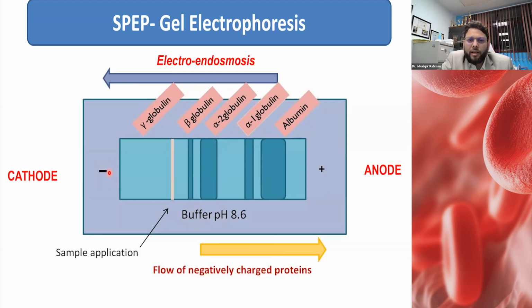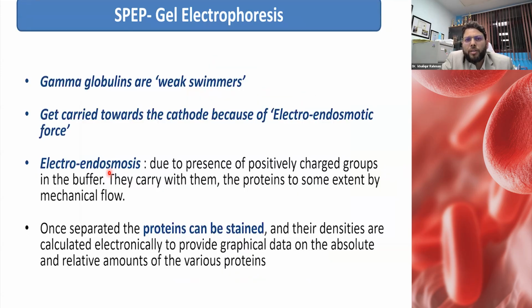In other words, we can say that gamma globulins are the weak swimmers. They cannot withstand the opposite currents, so they get moved along with that and move towards the other end, while they were supposed to move towards the positive end. Once this electrophoresis is done, the gel card, which is used as a solid medium, is taken out and stained, and then we can see the presence of different bands.